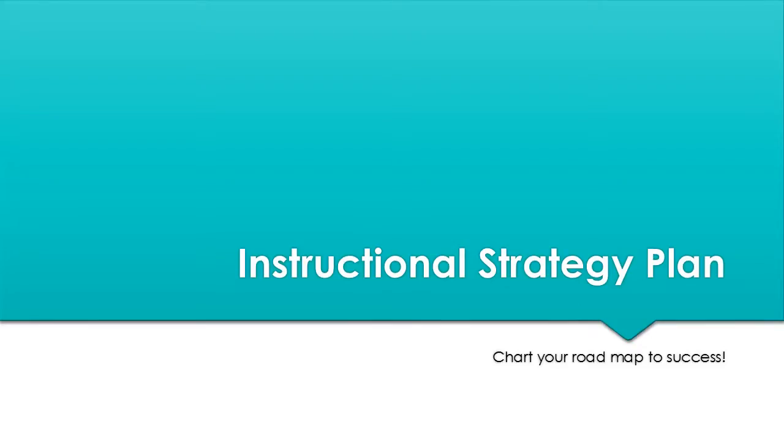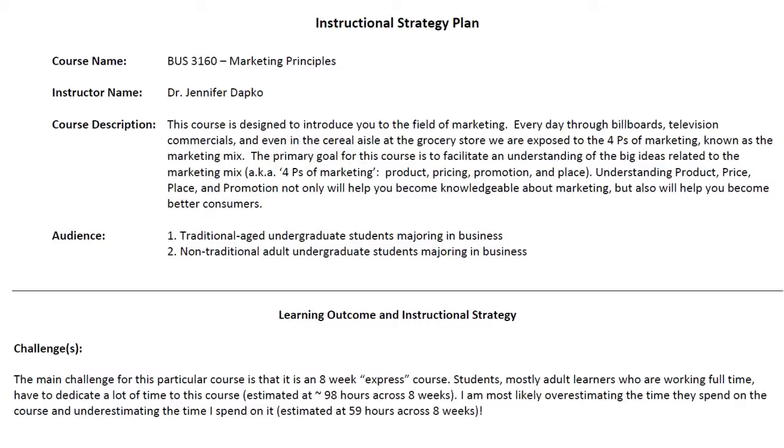Once the course learning outcomes matrix is complete, the next step is to create the instructional strategy plan. Mapped to each learning objective, or LO, the course designer must think through how the LO content will be delivered, among other things. Let's take a closer look. So here's my instructional plan.